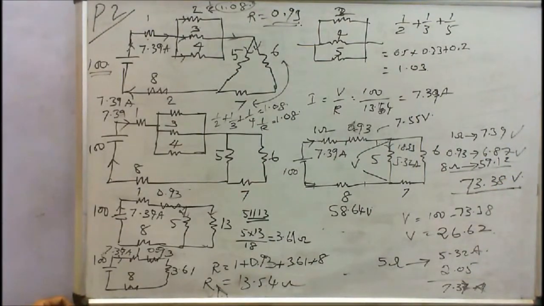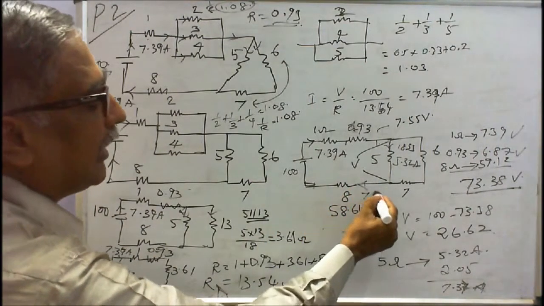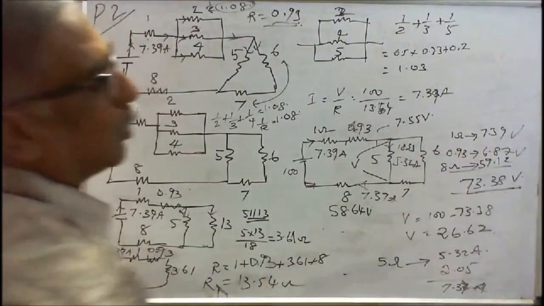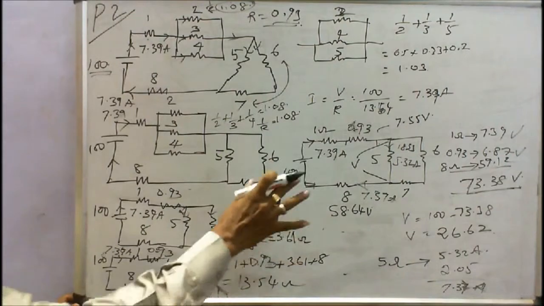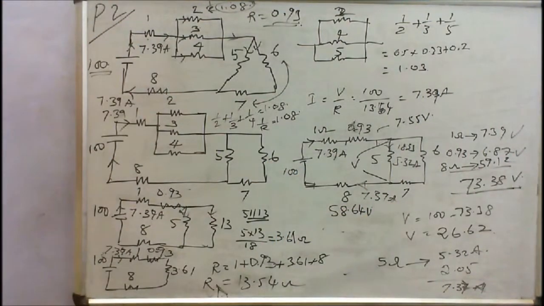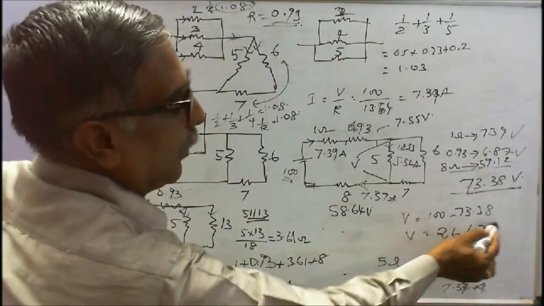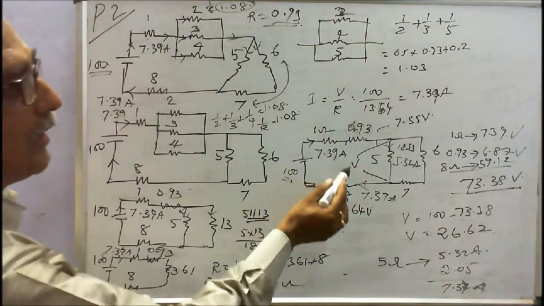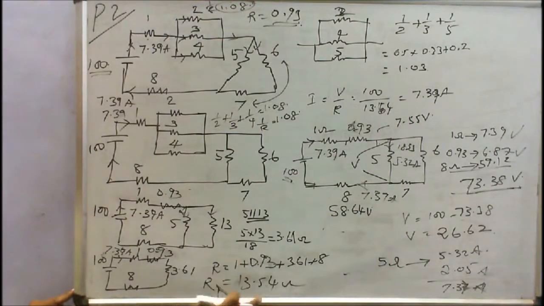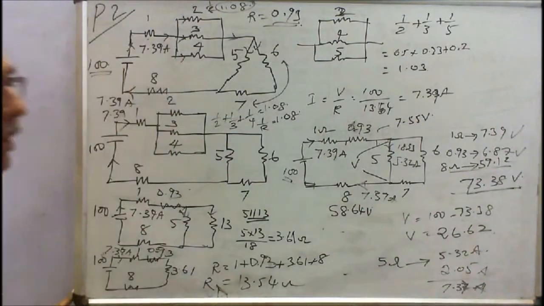The third is the 8 ohm resistance. The current here is also 7.39 amps. Therefore 8 into 7.39 is 59.12. So the total voltage drop across these 3 resistances is 73.38 volts. The total voltage is 100, so V is equal to 100 minus 73.38. The voltage across the 5 ohm resistance is 26.62.